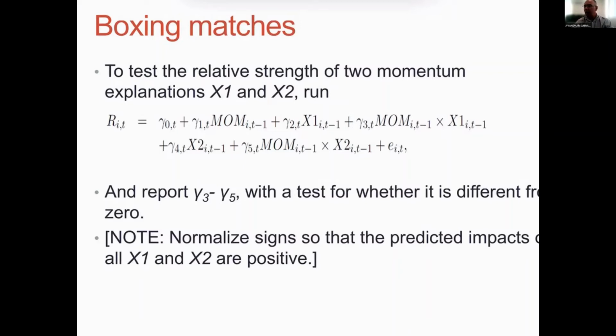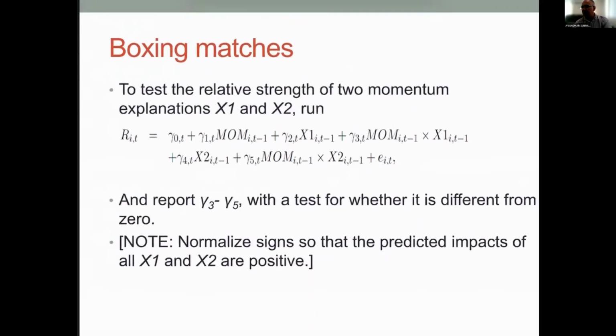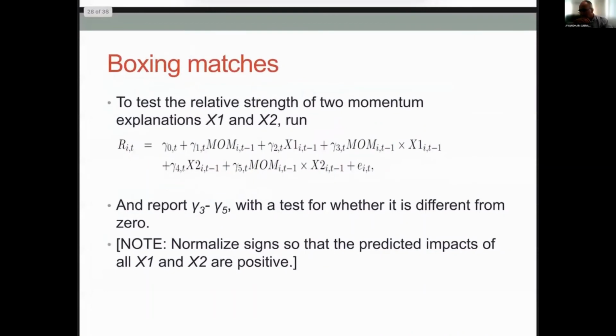So gamma 3 and gamma 5 are the two effects, and we want to test whether gamma 3 exceeds gamma 5, which means we want to see whether x1 or x2 wins the boxing match, two at a time. So we run this regression and report gamma 3 minus gamma 5 with a test of whether it's different from 0. Okay, that's what we're trying to do.